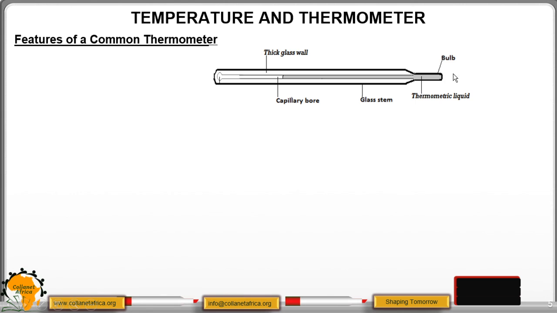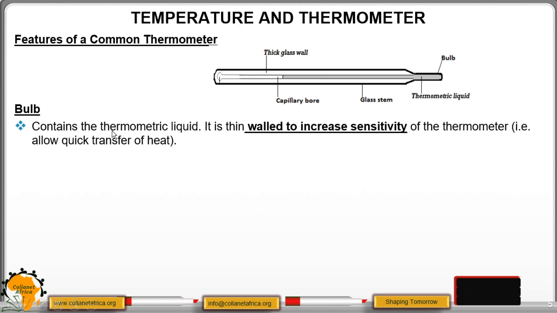We have the bulb. Inside the bulb, we have the thermometric liquid. We have the glass stem. Then we have the capillary bore. And finally, we have the thick glass wall. So what is the purpose of each feature? One, we have the bulb. This one contains the thermometric liquid.